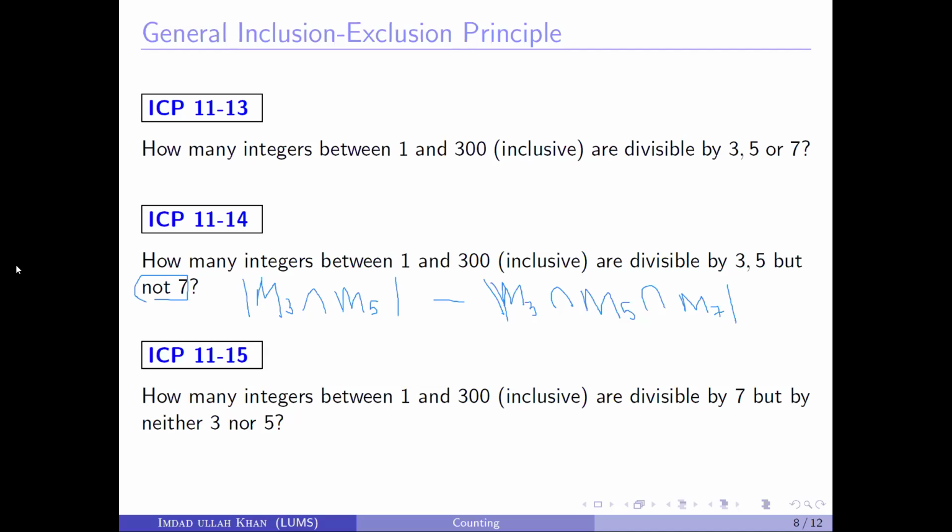So if you think of the solution of 1115, we are interested in the integers between 1 and 300 which are divisible by 7. That means one thing we are interested in is the cardinality of M7. And then we need to subtract some cardinalities. For example, we don't want to include the ones which are divisible by both 7 and 3. So this is the cardinality which we want to subtract from the total cardinality. We also want to subtract the cardinality of M7 with M5.